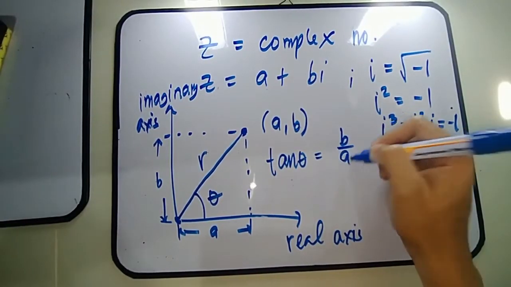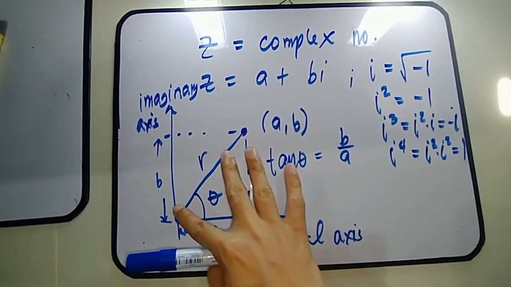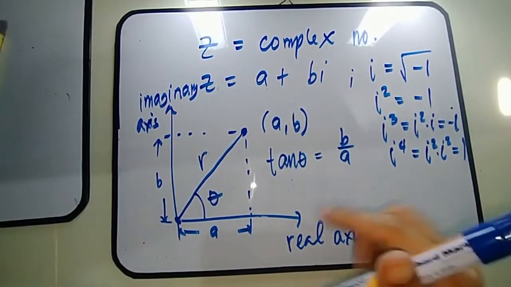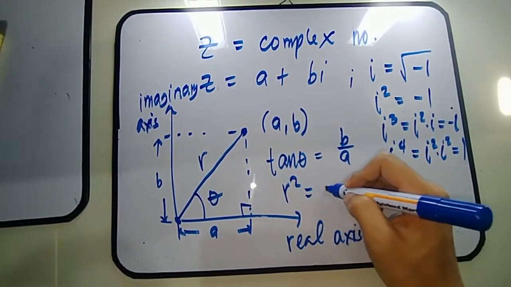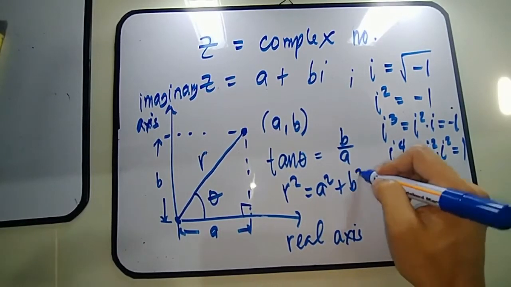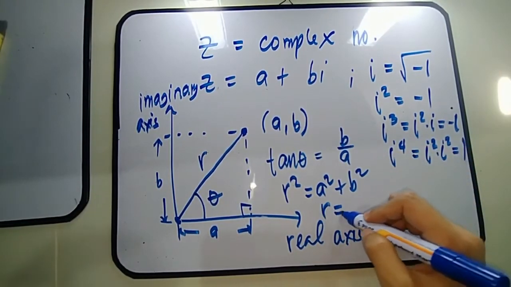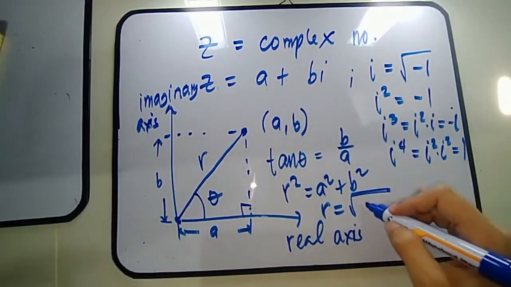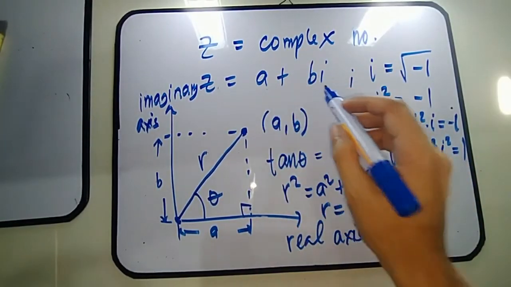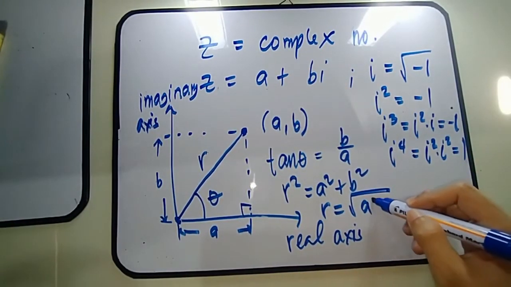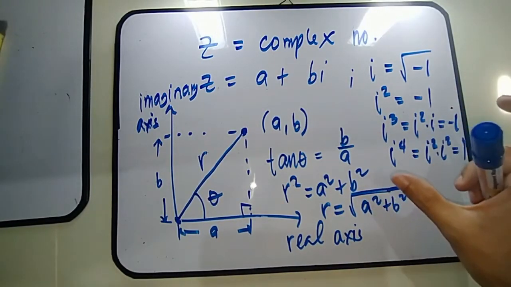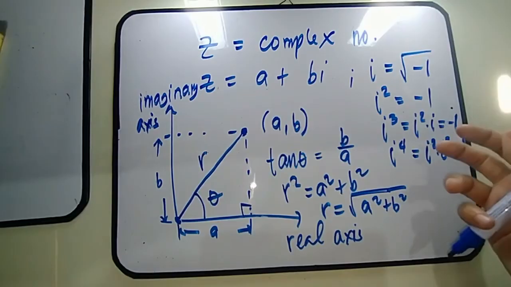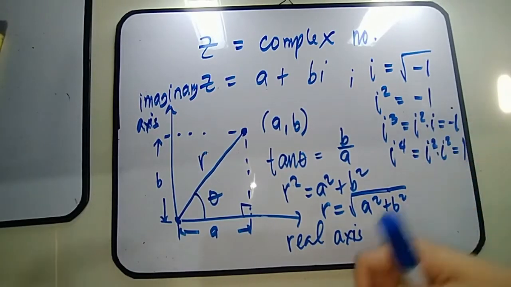Then r, our modulus, can be found using the Pythagorean theorem. This is a right triangle. We have r squared equals A squared plus B squared. So the modulus is equal to the square root of A squared plus B squared, using the coefficients of the real part and imaginary part. This is the fundamental concept that should be understood before solving complex number problems.